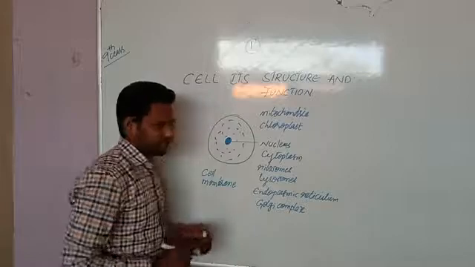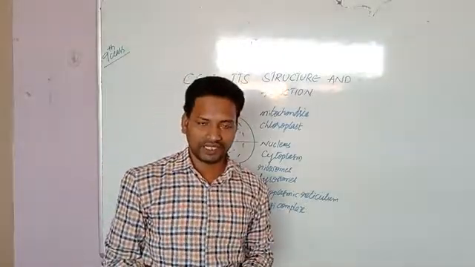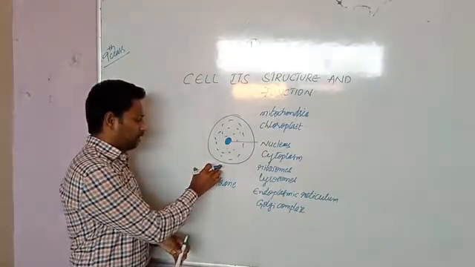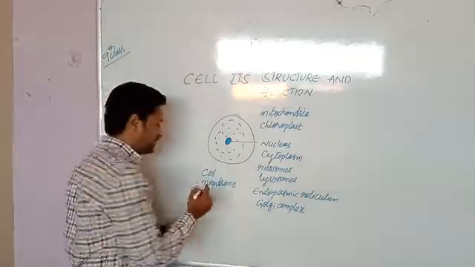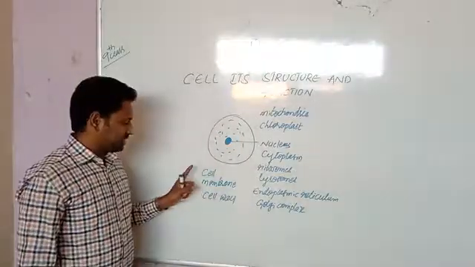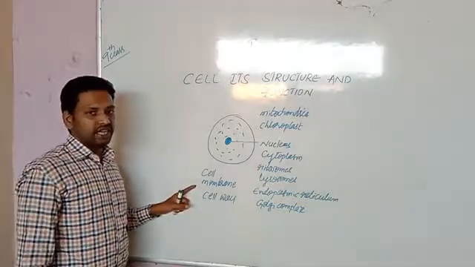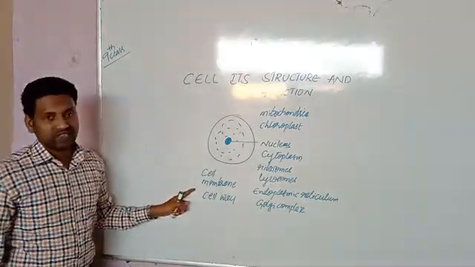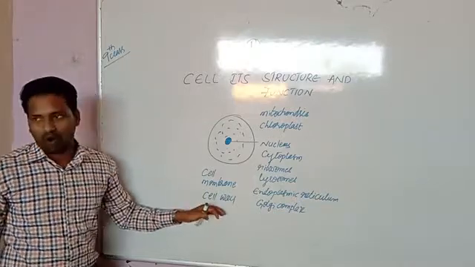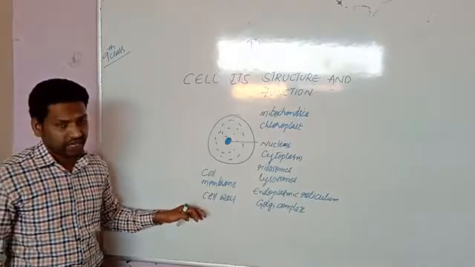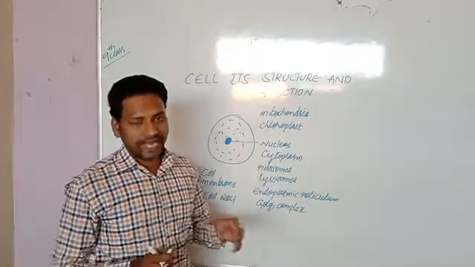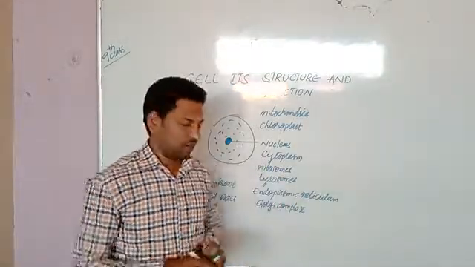This cell membrane is present in human beings. It is also present in animals, but in plants, on the cell membrane we can see another layer, that is the cell wall. So the cell membrane alone is present in animals, and in plants we can see another layer, the cell wall, on the cell membrane. This cell wall gives rigid nature to the skin. That is why the bark of plants is very strong.